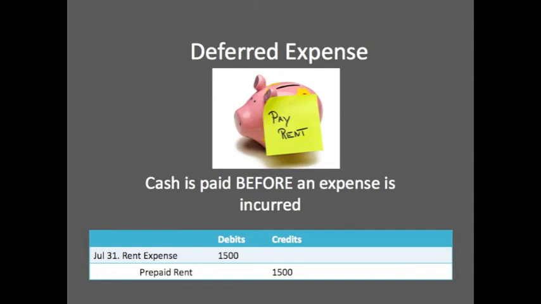Finally, if Jill paid for next month's rent on July 31st, she would debit $1,500 for rent expense and credit $1,500 to prepaid rent, as this is rent she has not yet used. This is a deferred expense.